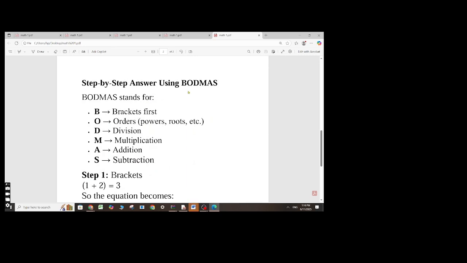Step by step answer using the BODMAS rule. BODMAS stands for B, brackets first, and O, orders like powers, roots, etc. D stands for division, M stands for multiplication, A stands for addition, and S stands for subtraction. So if there is a mathematical equation, we first do brackets, then orders, then division, next multiplication, then addition, and last we do subtraction.